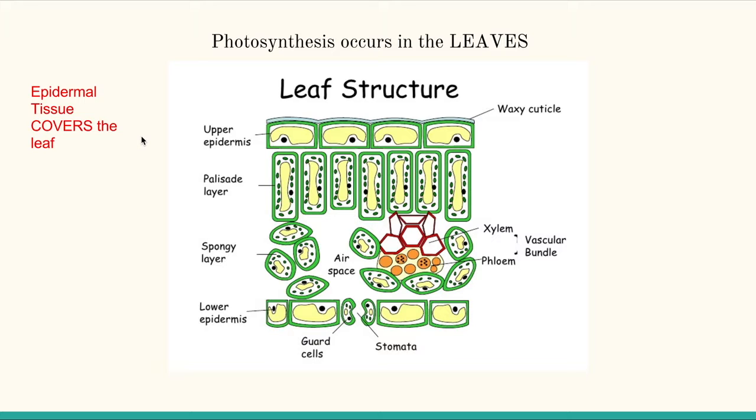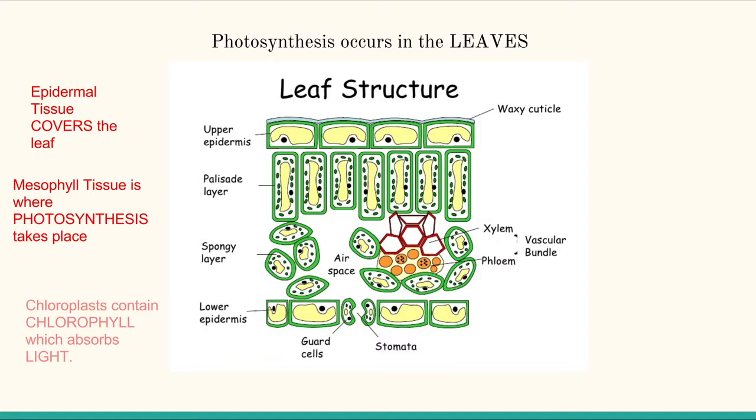It covers the leaf. The mesophyll tissue, which is here, the palisade layer and the spongy layer, this is the mesophyll tissue. This is where photosynthesis takes place. And the chloroplasts, which you see these green circles here in the cells, contain a green pigment called chlorophyll. And chlorophyll absorbs light, and that's how you get the light energy for photosynthesis.